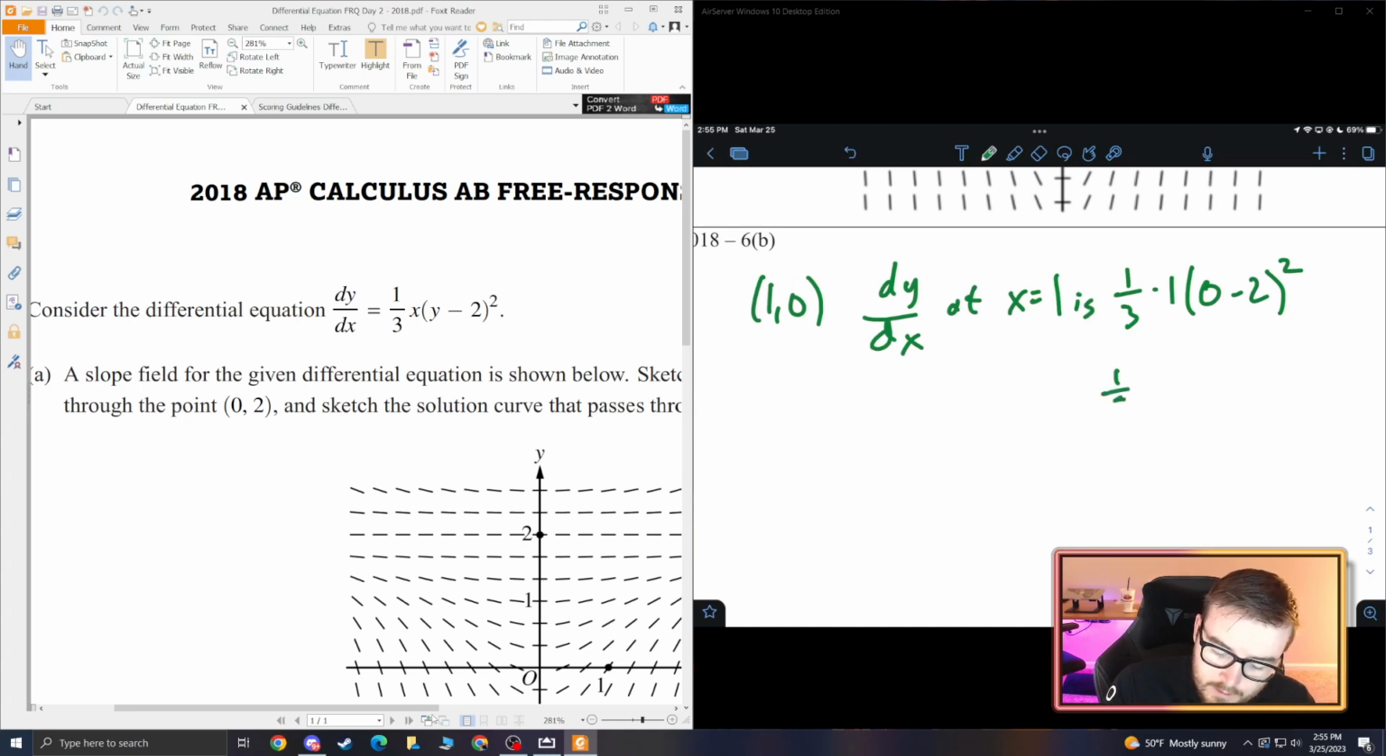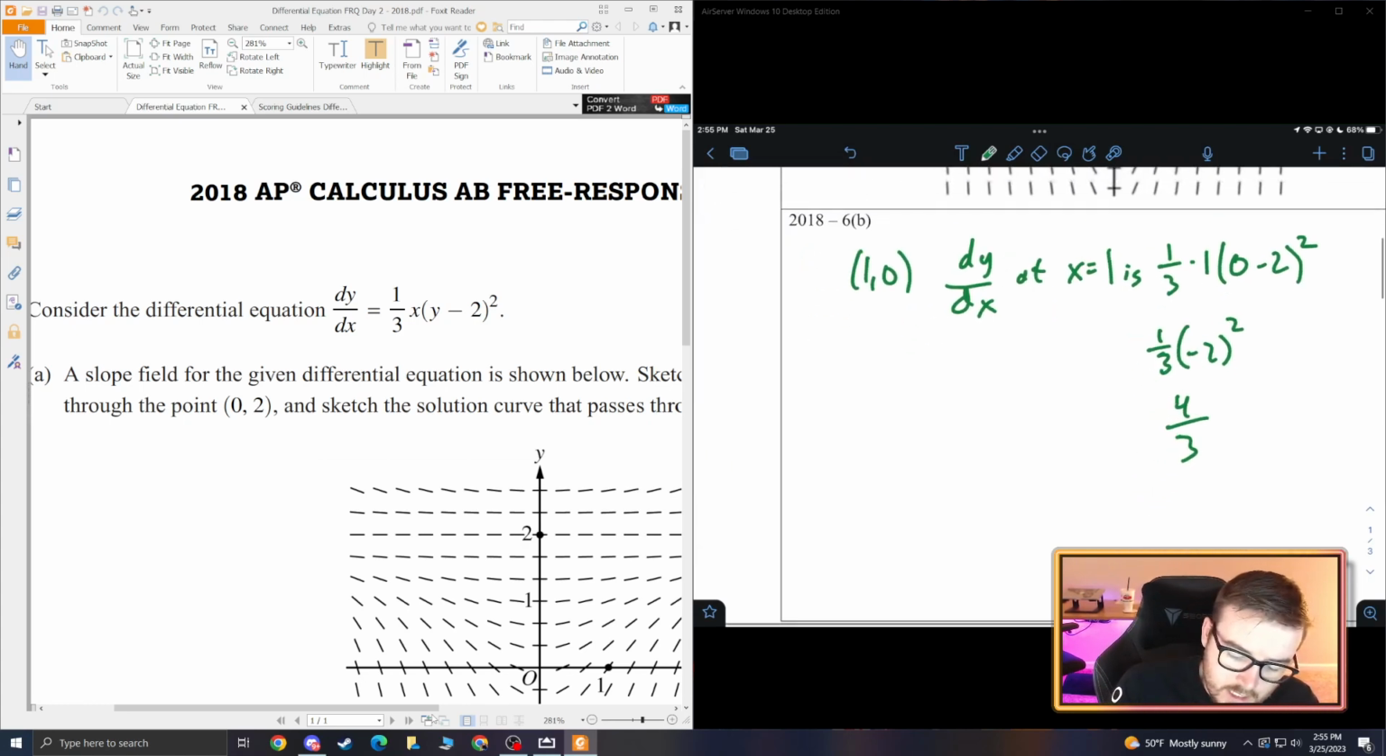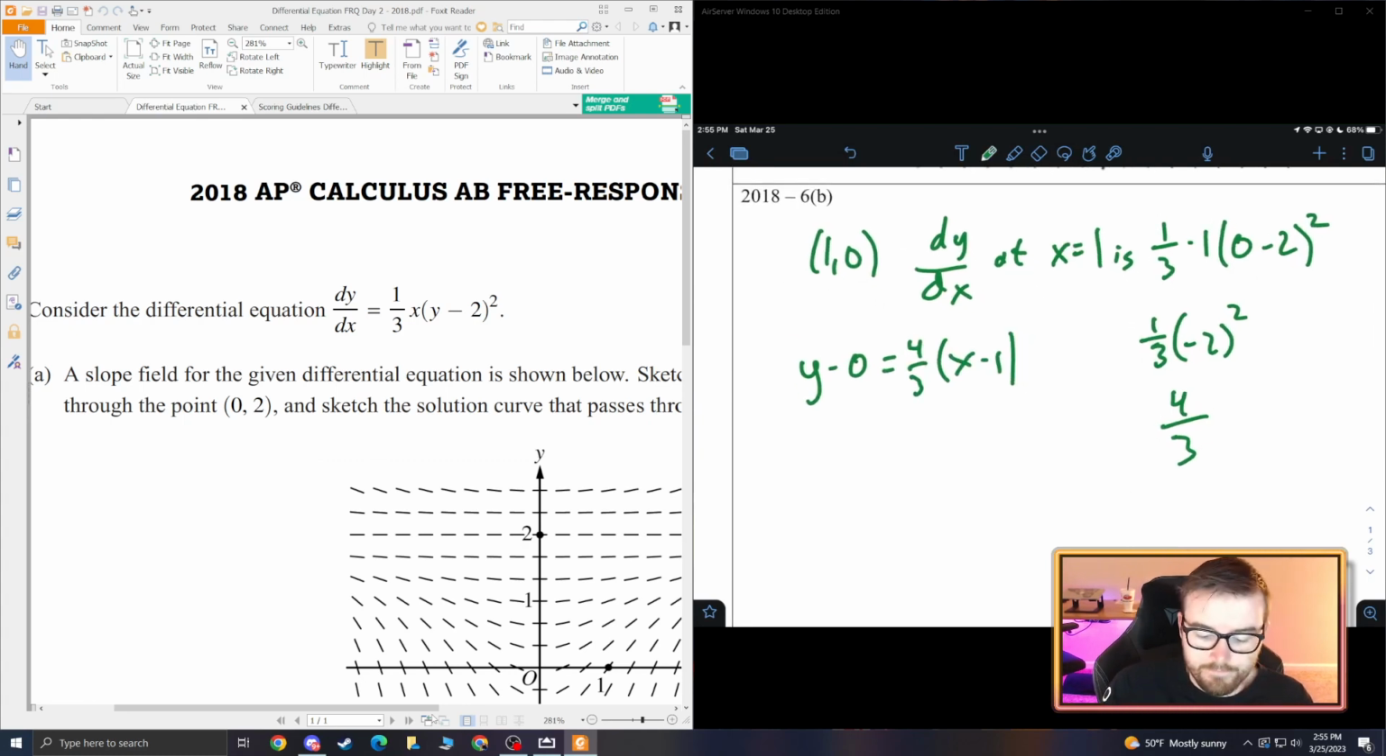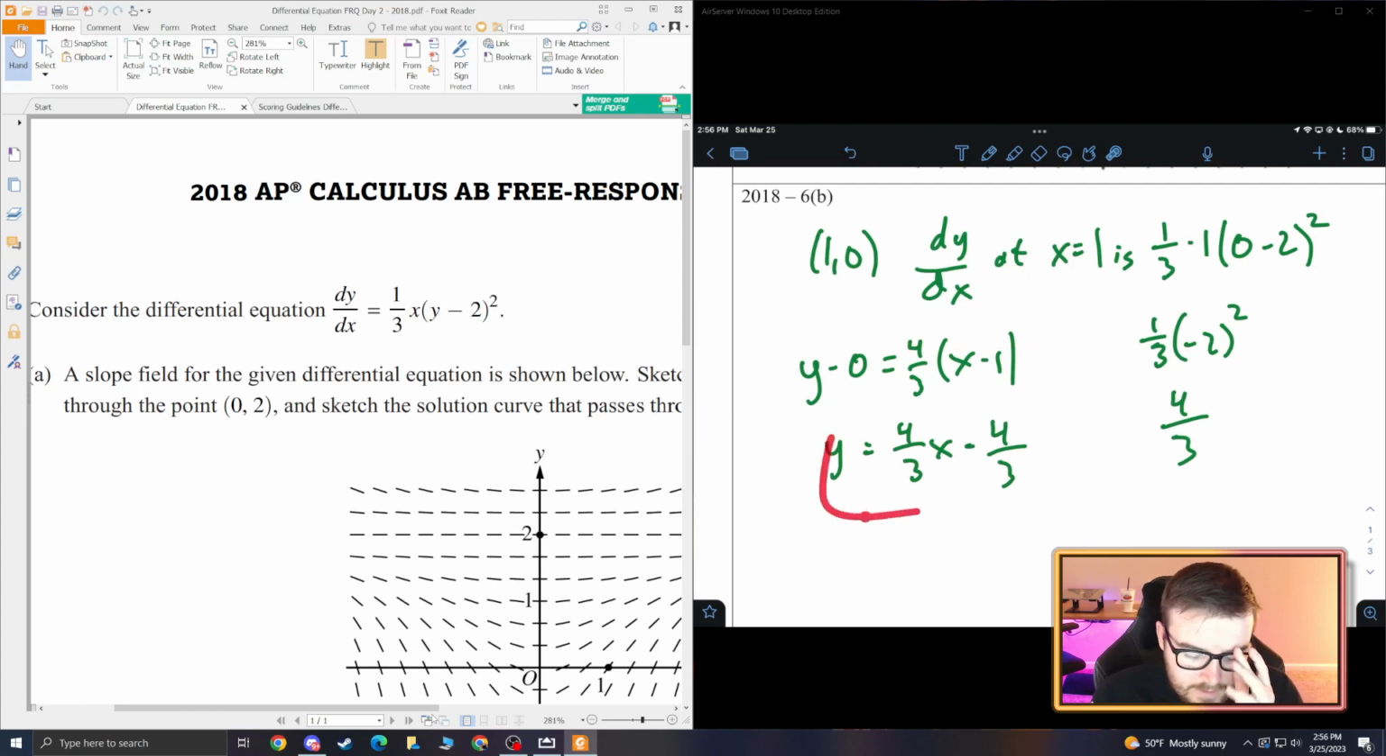So that's 1/3 times negative 2 squared, so that's 4/3. So the point of tangency gives y minus 0 equals 4/3 times x minus 1. So y equals 4/3 x minus 4/3. You don't even have to distribute that, but I thought I'd just go ahead and write it in slope-intercept form. You could leave it like this in point-slope form.